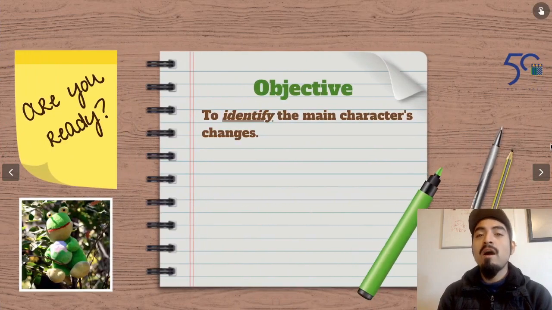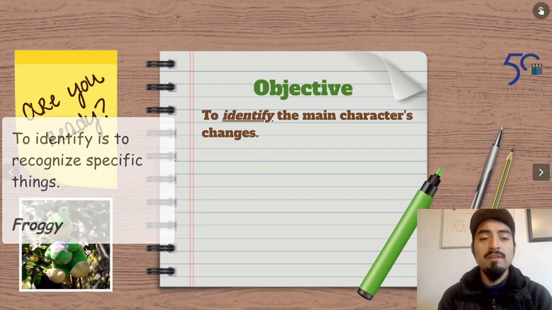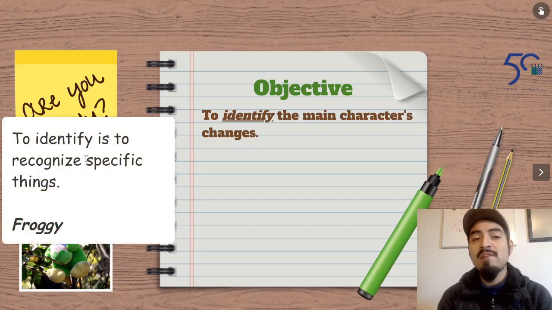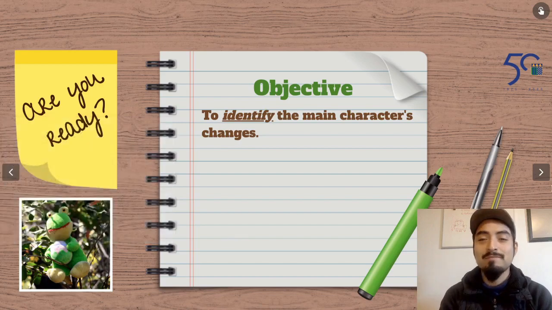Let's talk about the objective of today's lesson. It is to identify the main character's changes. We are going to read a story about a dog, and you have to focus your attention on the changes of the main character. And Froggy says, to identify is to recognize specific things. That's right, thank you, Froggy. You are going to recognize specific things about the main character. Great.